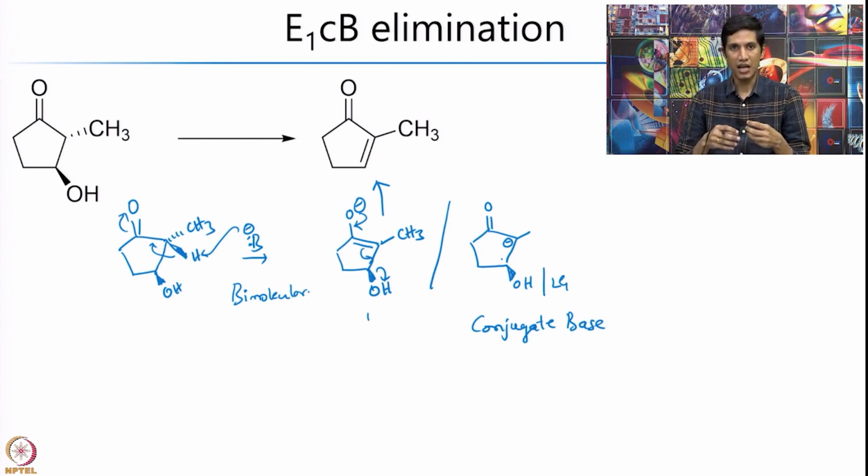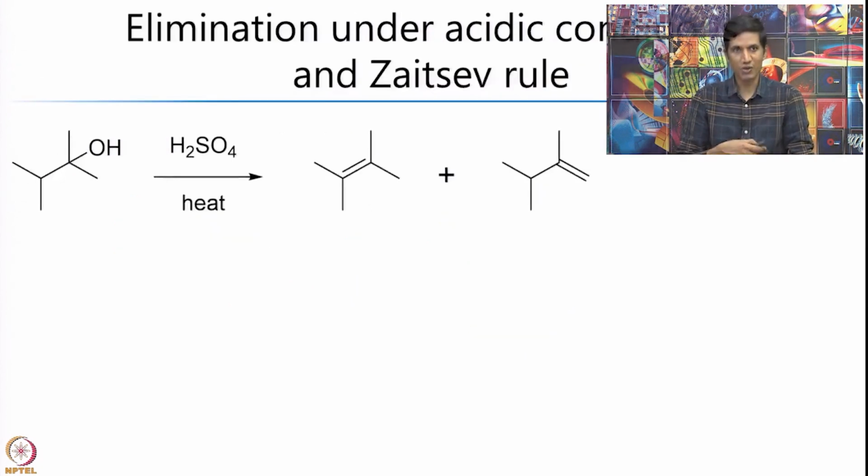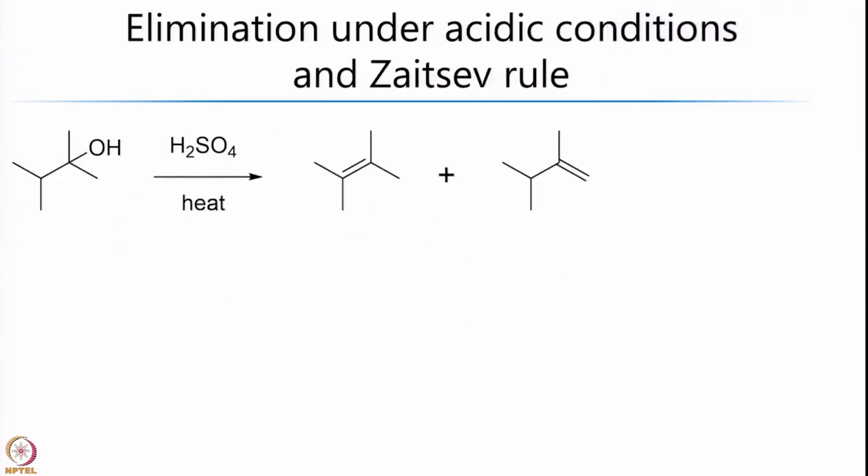Okay. And I hope you can note the difference that this E1cB involves a carbanion intermediate compared to E1, which involved a carbocation, and E2, which did not involve any charged intermediates. And finally, we shall look at another kind of elimination which typically takes place under acidic conditions, and an example of that is shown here, and that leads us to what is called Zaitsev's rule.